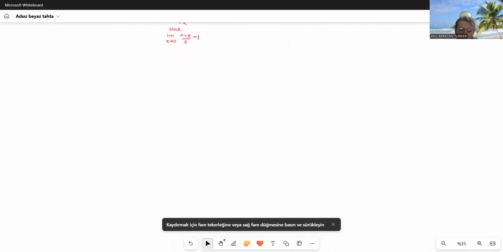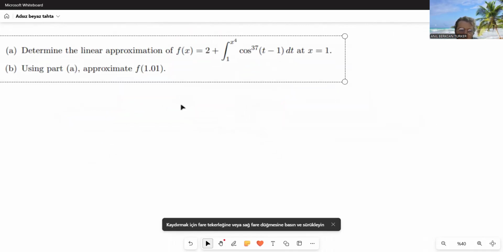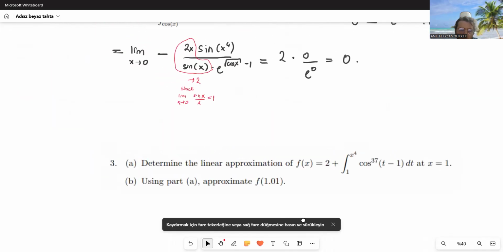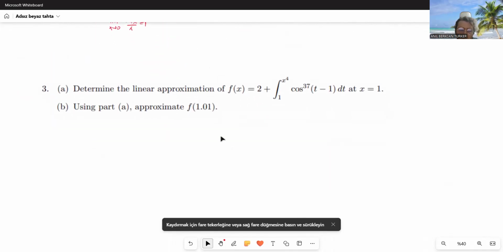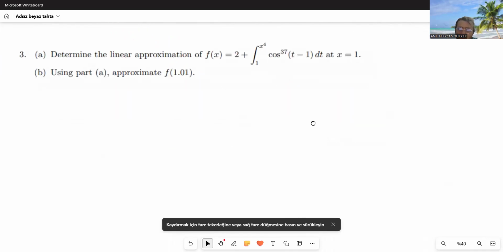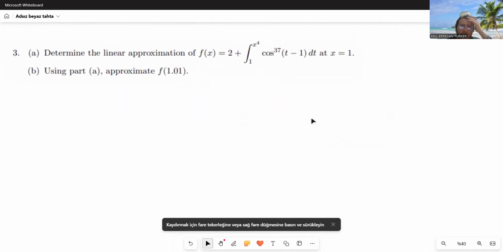So this is a linear approximation problem. Let's solve part A. Determine the linear approximation of the function at 1. Linear approximation is just the tangent line of the function at the given point.